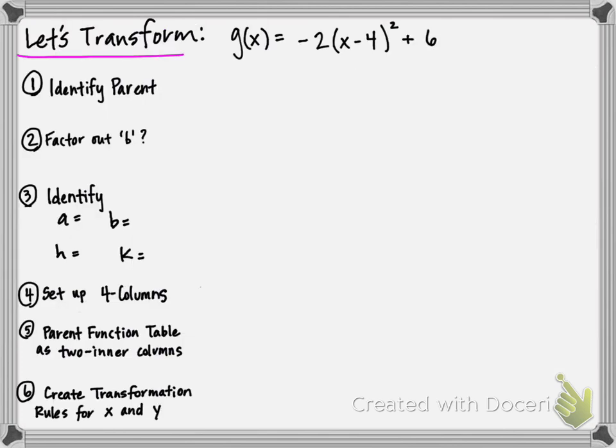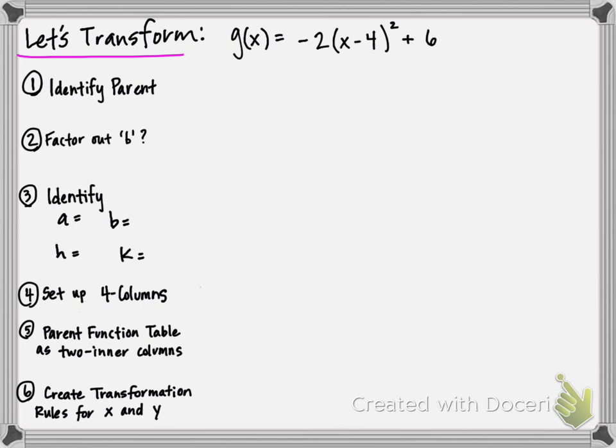We're going to transform g of x. G of x is equal to negative 2 times x minus 4, quantity squared, plus 6. There's multiple ways to graph. But today we're going to learn the 4-column method. That's going to entail that you really remember your parent function. So I have a little checklist off to the side. We're going to keep all these things in order.